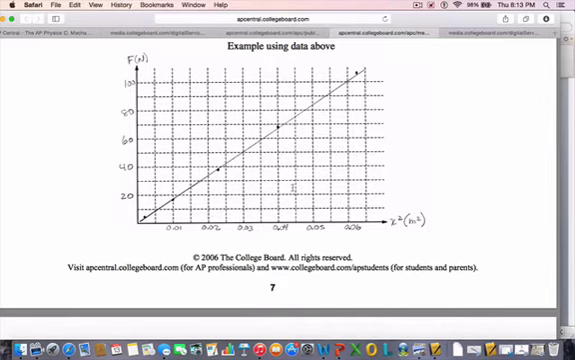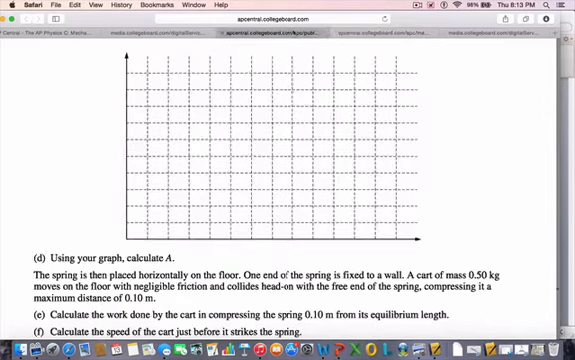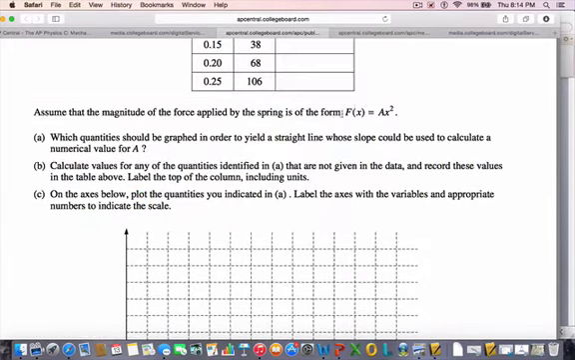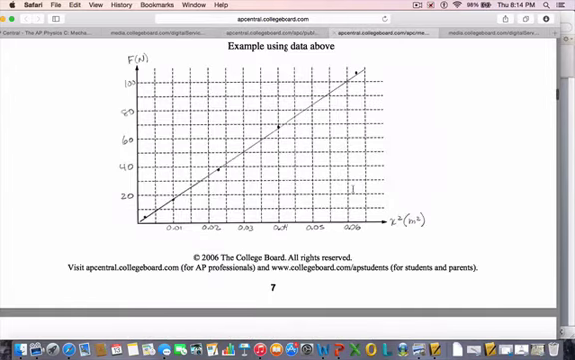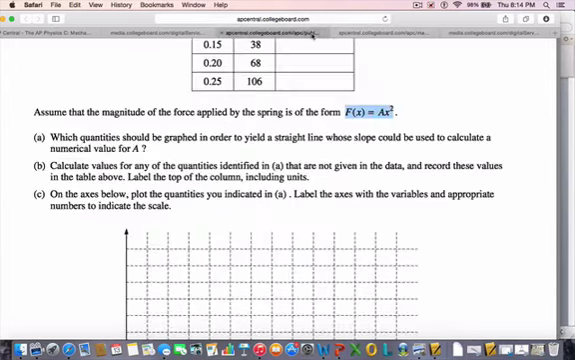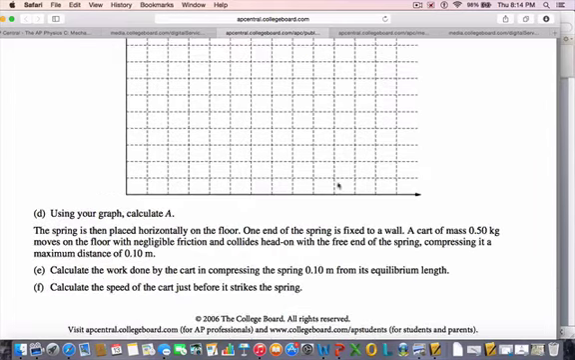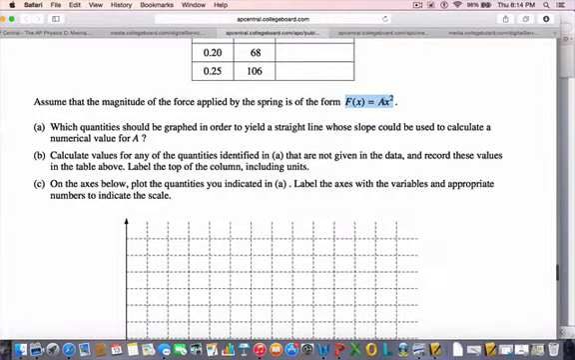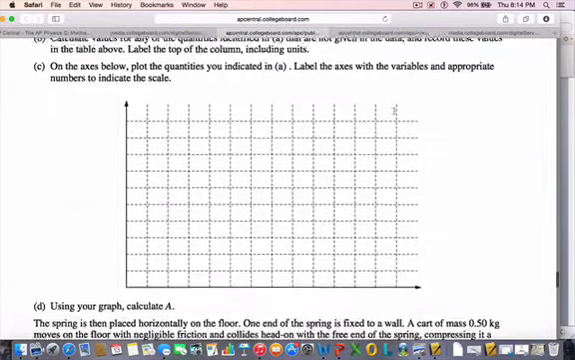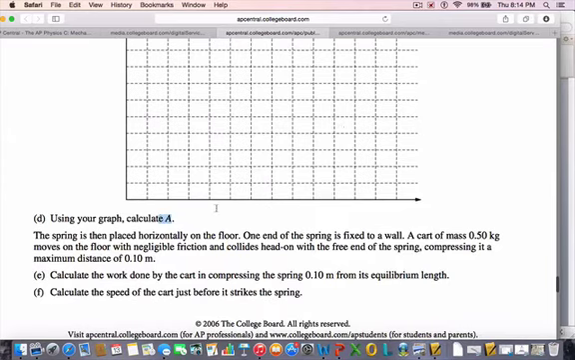Okay, so now that you know how to do that, the last thing to talk about is part D, which asked you to calculate A. This equation is in slope-intercept form. Because the graph passes through the origin, there is no B, or intercept, and therefore F equals A x squared is functionally y equals mx, where F is what's being graphed on the y-axis, so it's y. X squared is what's being graphed on the x-axis, so it's x. And A must therefore be the slope. So when it says calculate A, you're just finding the slope.